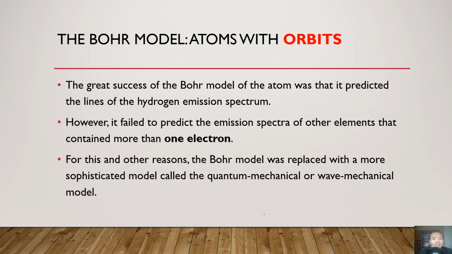So Bohr's model perfectly explained the hydrogen spectrum, and for this reason, he won the Nobel Prize. However, Bohr's model cannot explain any emission spectrum for elements that contain more than one electron. For these reasons, Bohr's model was replaced with a more complicated model, which is called quantum mechanics.